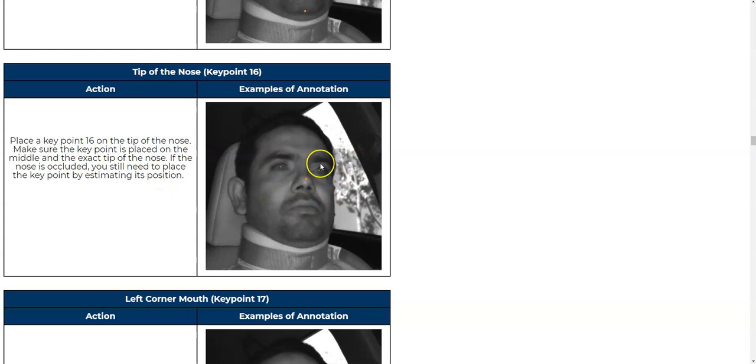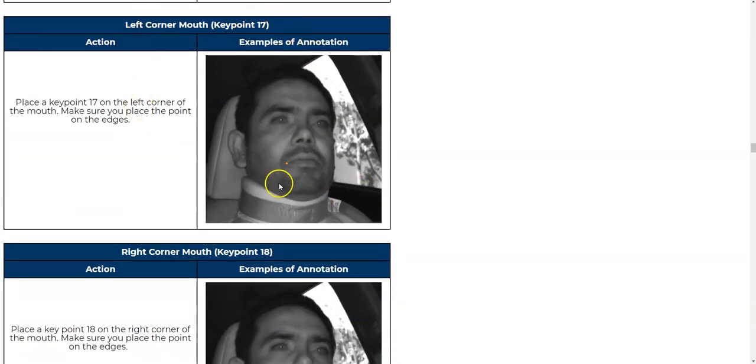You can see in the picture, this is the tip of the nose. So key point 16 is placed here. Do not place the tip of the nose here or further up here. It should be exactly in the middle, the tip of the nose.